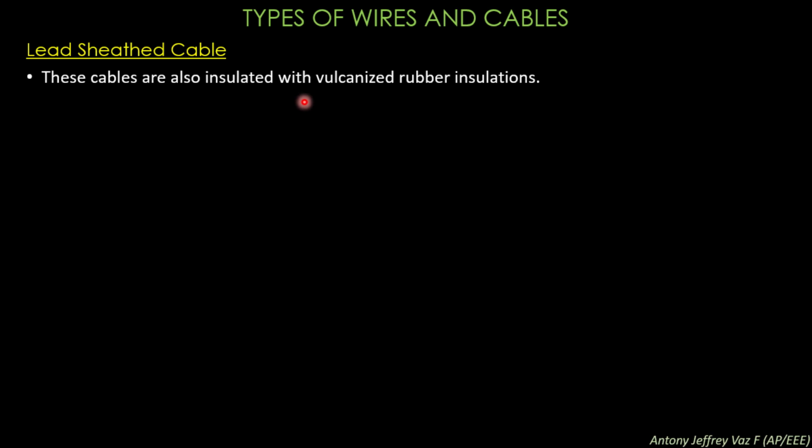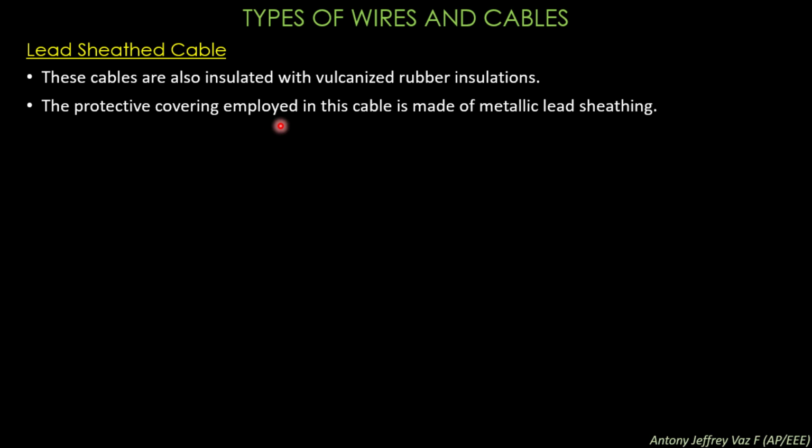These cables are insulated with vulcanized rubber insulation. The protective covering employed in this cable is made up of metallic lead sheathing. So, the protection is made with the help of metallic lead sheathing. These cables are available in 1, 2 or 3 cores. This represents the cable.